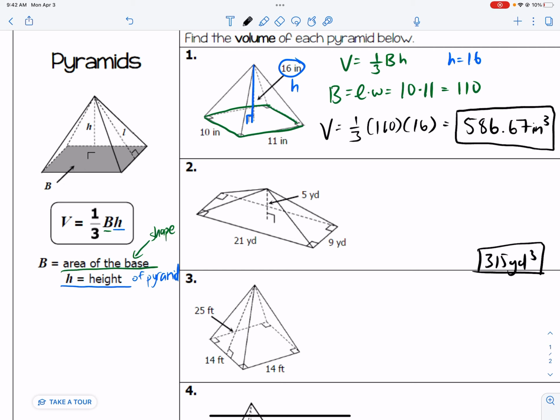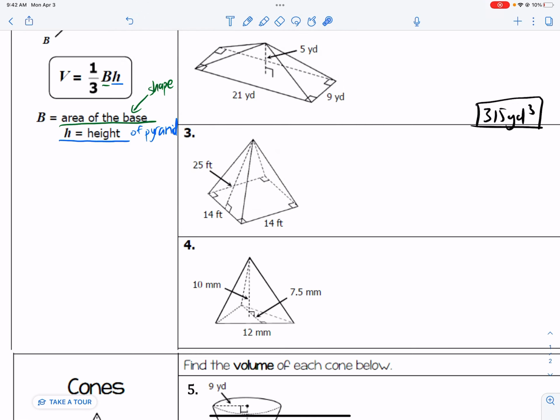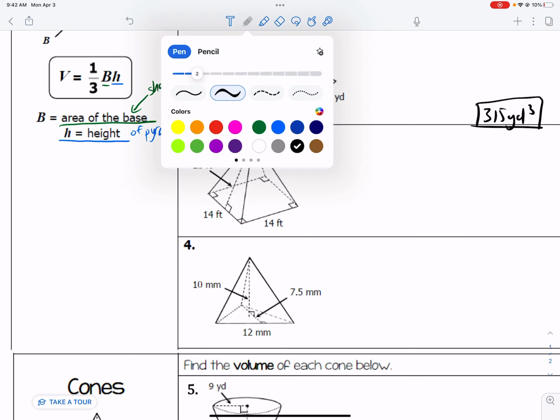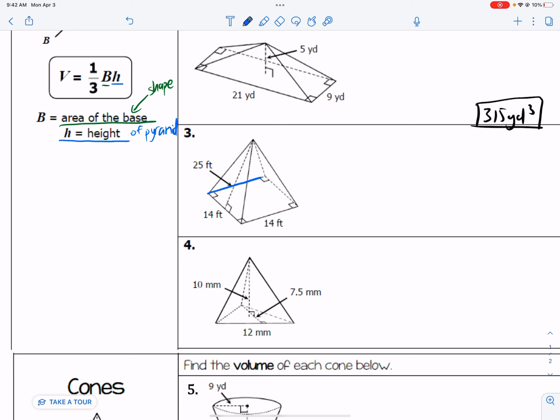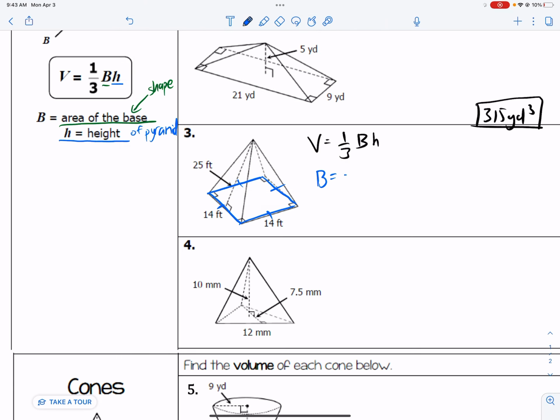Number 3 is a little bit different because we're missing some information, so let's look at it. We have a pyramid again, rectangular base. Okay, looks easy so far. And this rectangular base is going to be a square because the side lengths are the same. Right, so using the formula, volume equals 1/3 area of the base times height. My base is pretty easy. It's just side squared, because that's a square, which is 14 squared, which is 196.